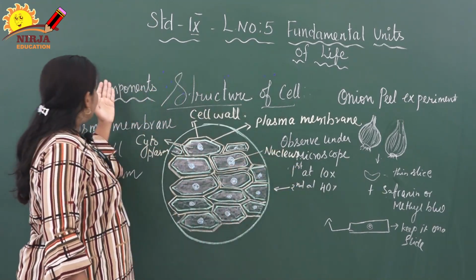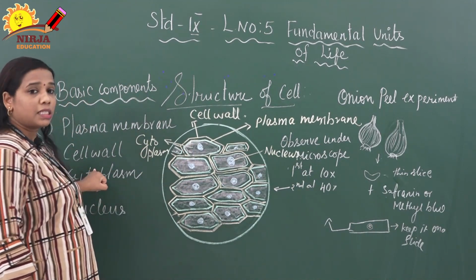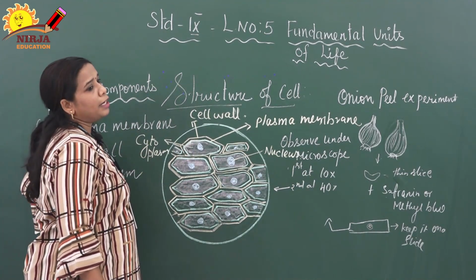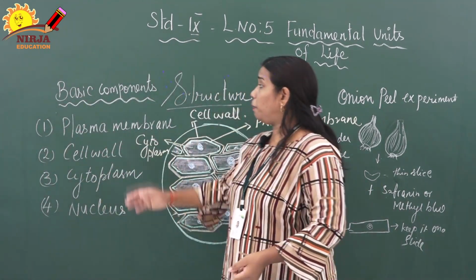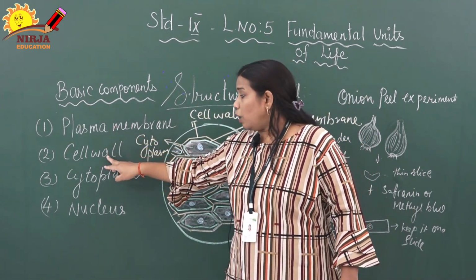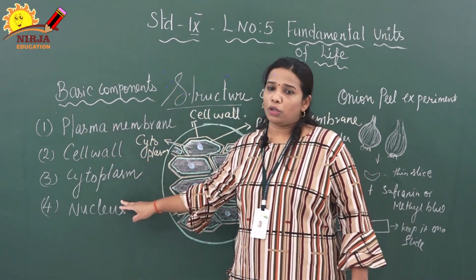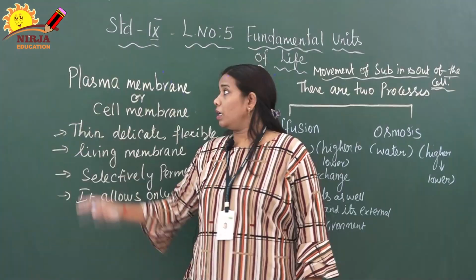So now children, the basic components of the cell are plasma membrane, cell wall, cytoplasm and nucleus. These 4 are called the basic components. Once again I repeat, the basic components of the cell are plasma membrane, cell wall, cytoplasm and nucleus. Now we have to discuss each and everything in detail.